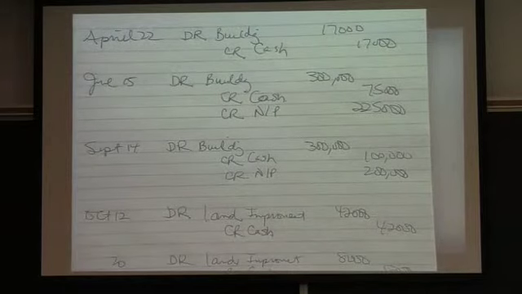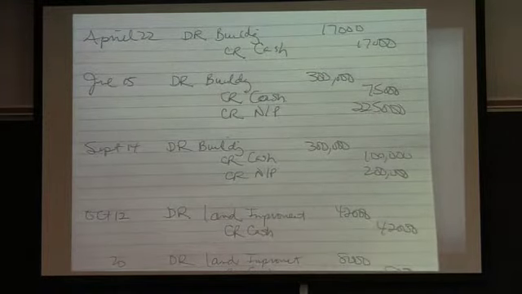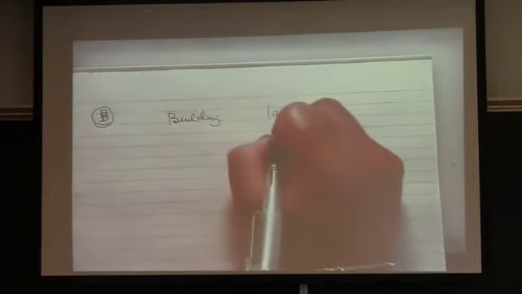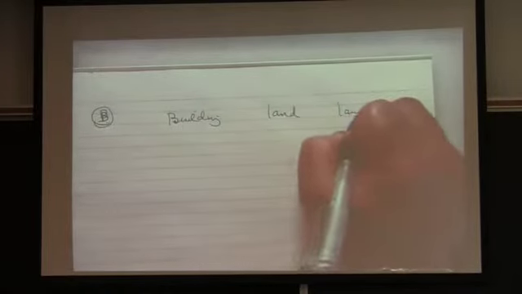Okay, so those are the transactions for CalDEC. Now, Part B says what are the amounts recorded for land improvement and building on December 31st, 2009 balance sheet. So for Part B, it's just a matter of looking at all our journal entries. So we've got building here, land, and land improvement.